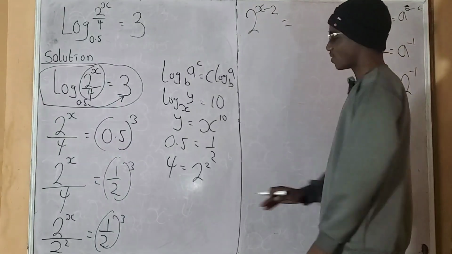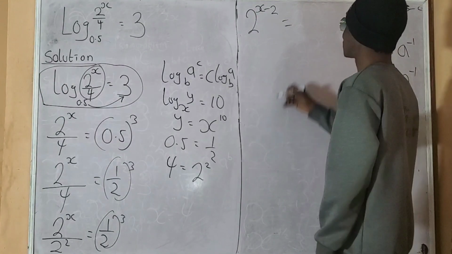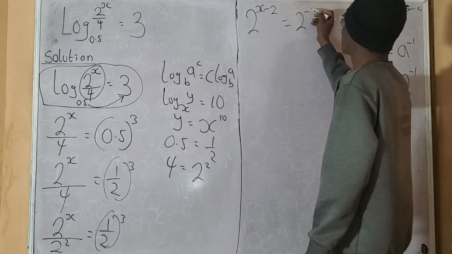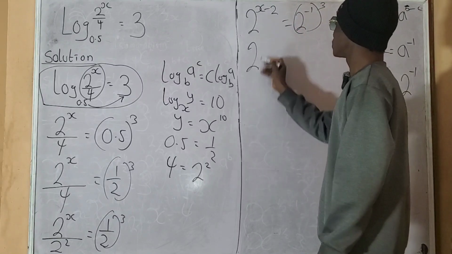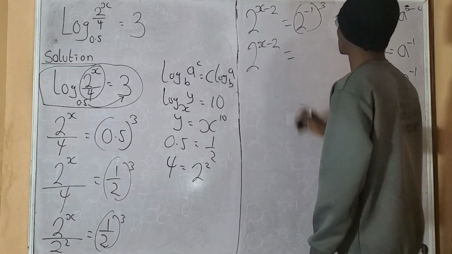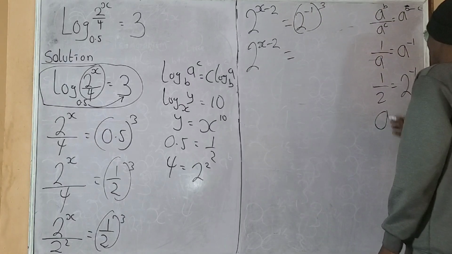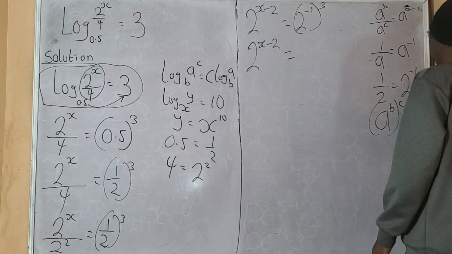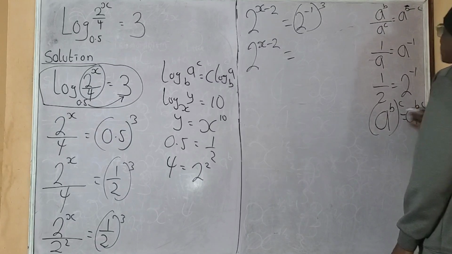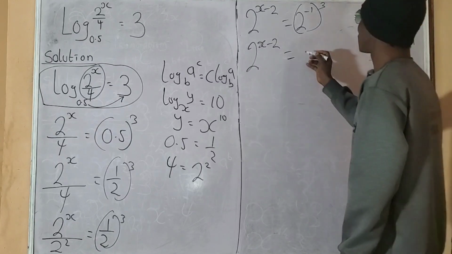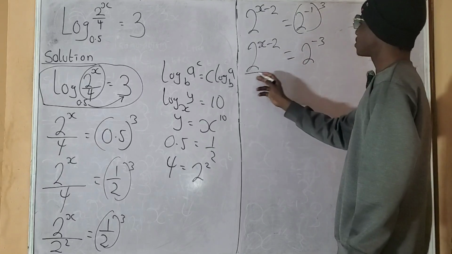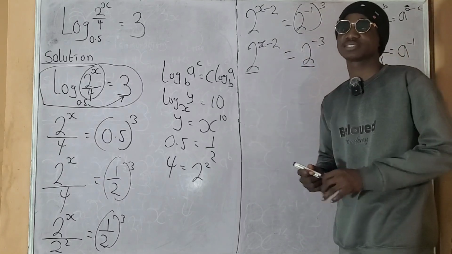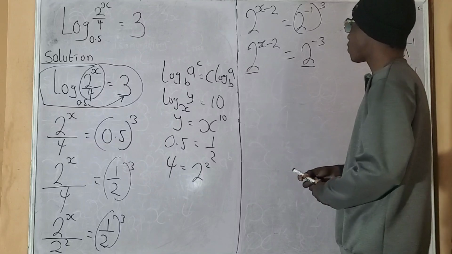So I'm going to apply this law at the right-hand side of the equation. So I'm going to have 2 raised to the power of negative 1, this raised to the power of 3. 2 raised to the power of x minus 2 equals to, a raised to the power of b raised to the power of c can be written as a raised to the power of b times c. So I'm going to have 2 raised to the power of negative 1 times 3, that is negative 3. Because the bases are the same, we can set the exponents to be equal.